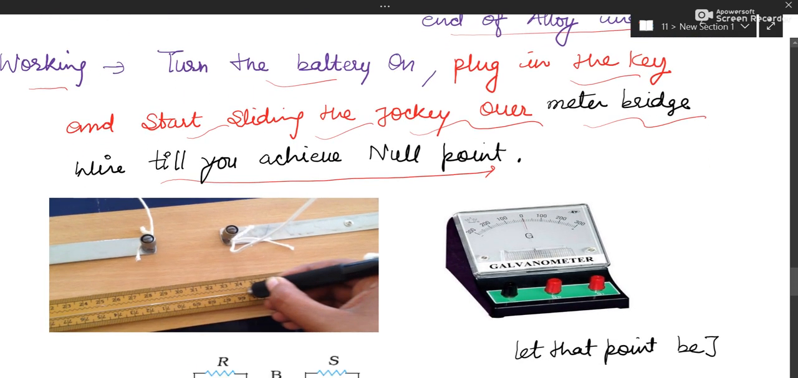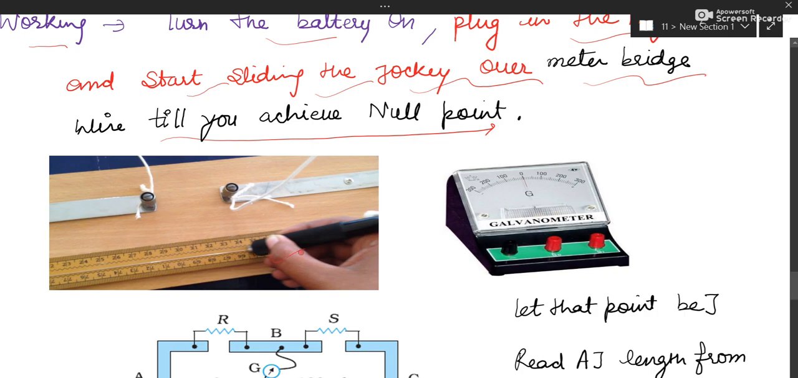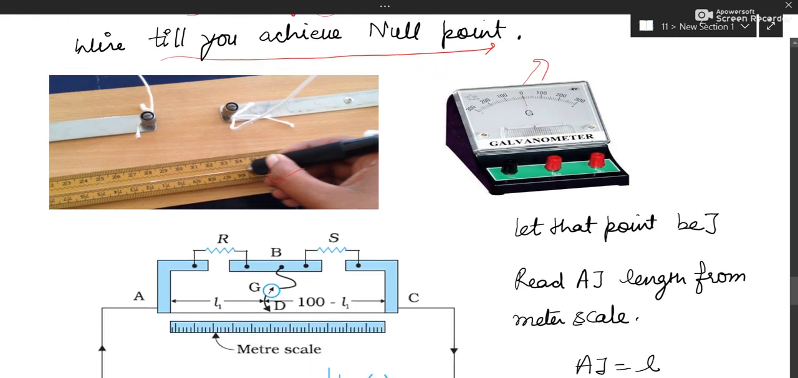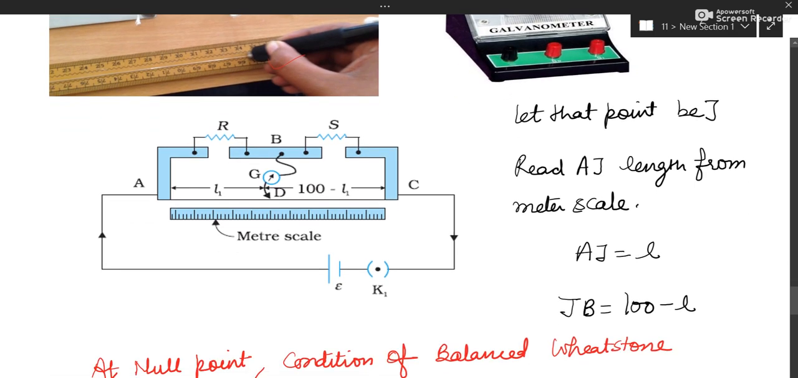So how does the null point look? This is how we will slide. Null point means the deflection in the galvanometer should be 0. The reading in the galvanometer should be 0. Suppose the null point is found at J. You can see this is my point J. Here the galvanometer is showing 0 deflection.